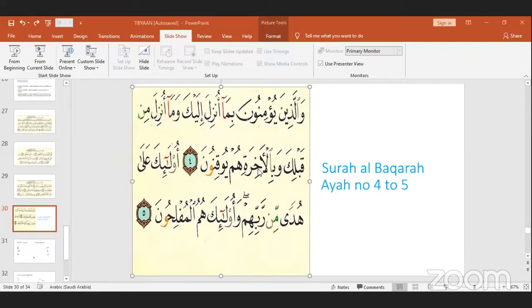Wabil akhirati, hum yuqinun. Here, hum, ha. This also comes from the throat. Hum, ha. Hum yuqinun. Here after dhamma you should do a little more, because there's a vav with it. It's also a mad, but it's very less. It's only one count. So it's not yuqinun, it's yuqinun. Again, after noon also, here there's a vav there. So wabil akhirati hum yuqinun.